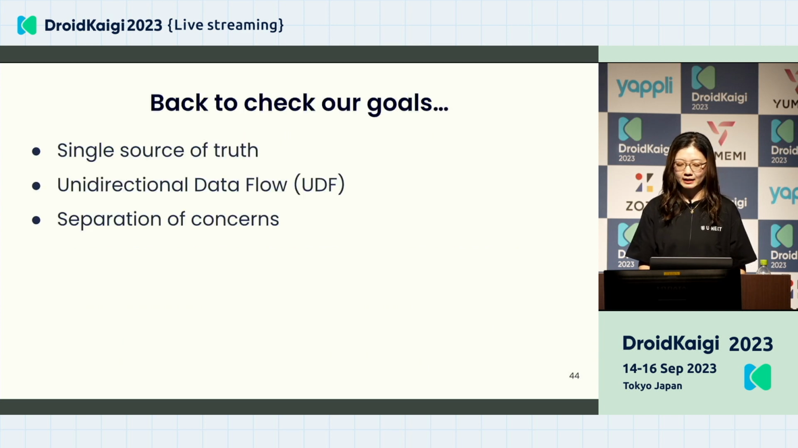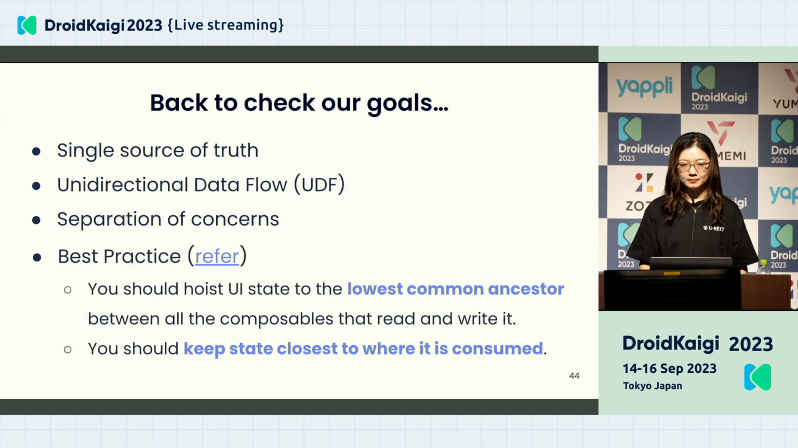Maybe we should look back to check our goals first. The foundational principles we aim to uphold include single source of truth, a unidirectional data flow, and the separation of concerns. Furthermore, especially for state handling, Google suggests to hoist UI state to the lowest common ancestor, while keeping it closest to where it's consumed.